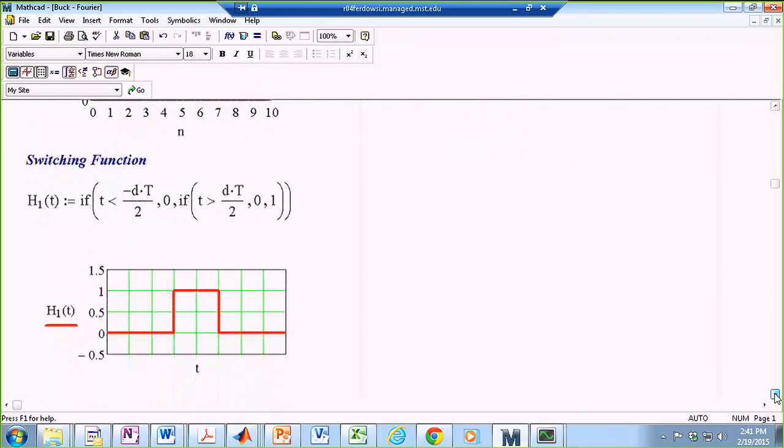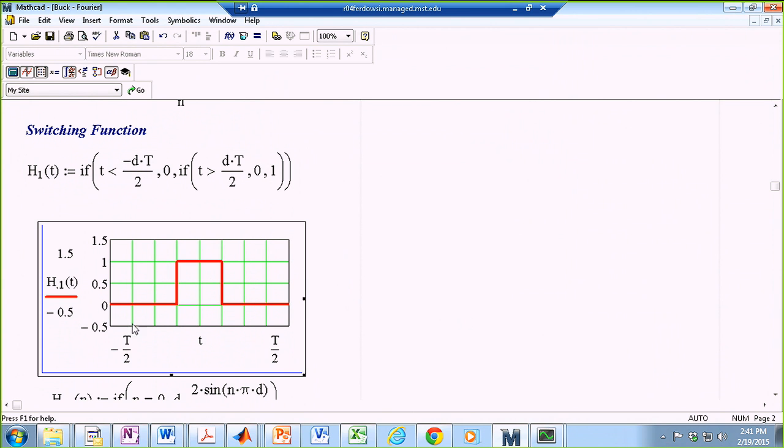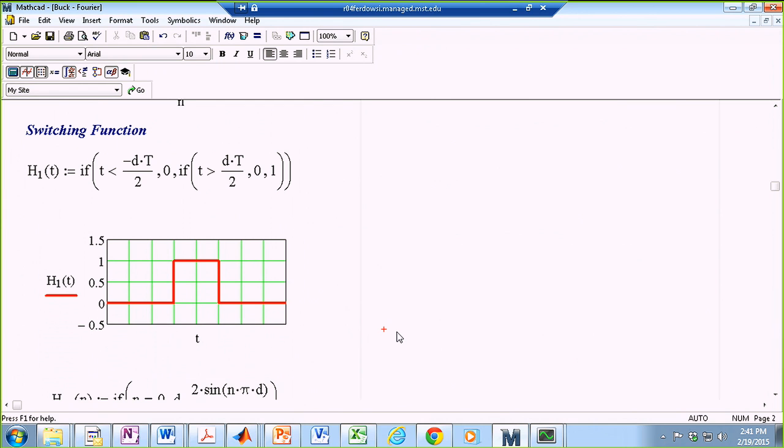Now I'm actually defining my switching function. It's nothing, it's just a symmetric waveform. I'm just focusing only on one period, negative T over 2 to T over 2. And the duty cycle, as was defined earlier, is 25%.